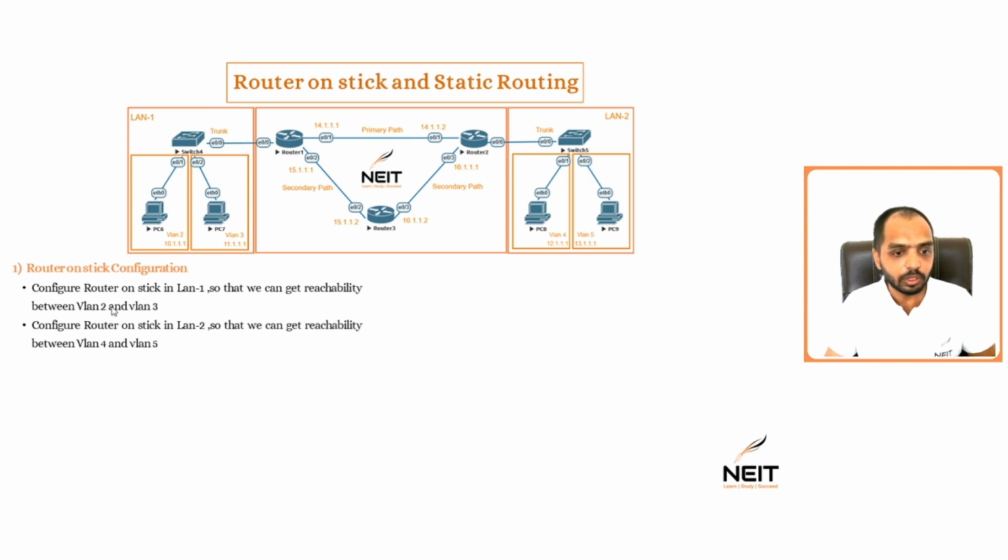So today we will be configuring a router on a stick. The first task is that we have to configure a router on a stick in LAN 1 so that we can get reachability between VLAN 2 and VLAN 3. After that we have to configure a router on a stick in LAN 2 so that we can get reachability between VLAN 4 and VLAN 5.